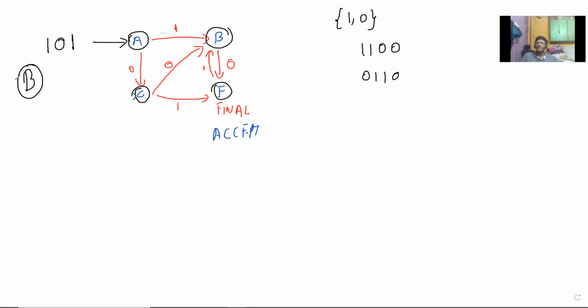Okay, so this is the meaning of what it means to say that some word can be accepted and some word cannot be accepted. This is called an automata. It's very useful, and let's save that for now.